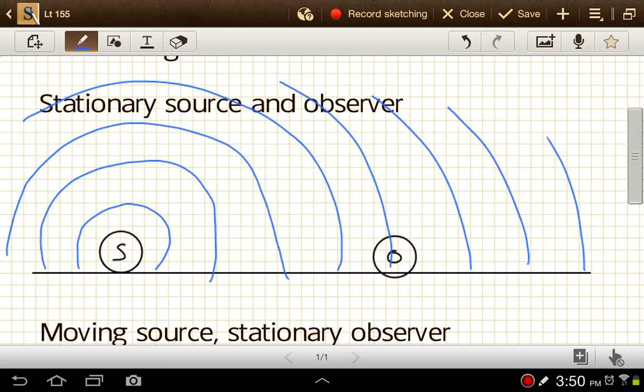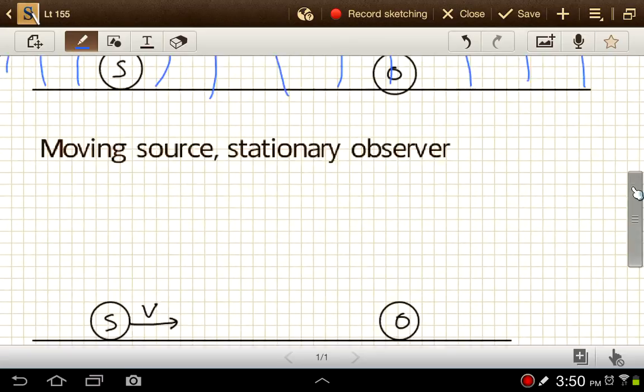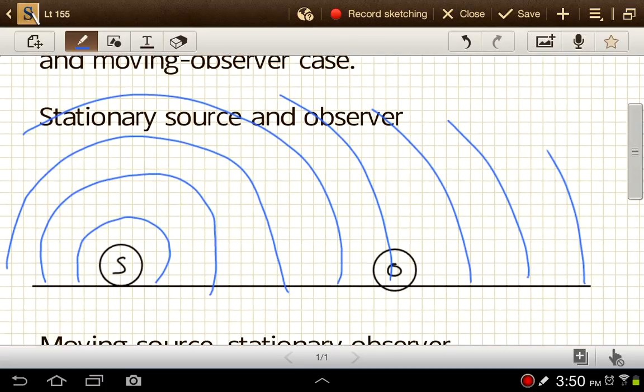Now let's imagine that we have our source moving over to the right. Now what that does for us is these waves that are moving away, they move off at the same speed as they did originally.